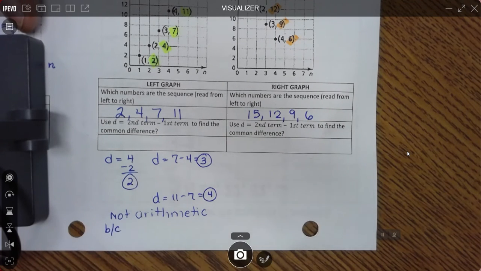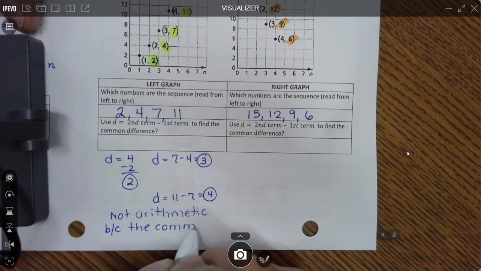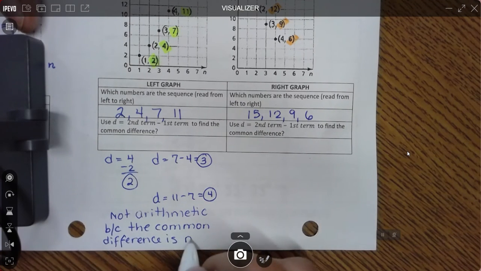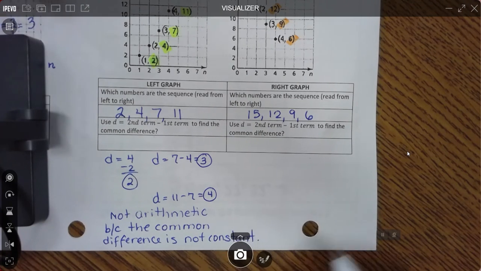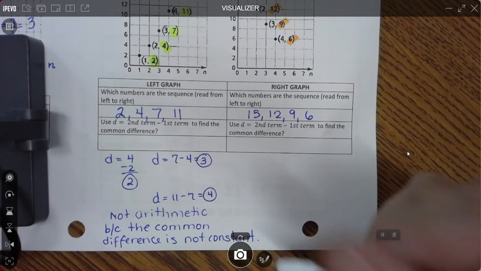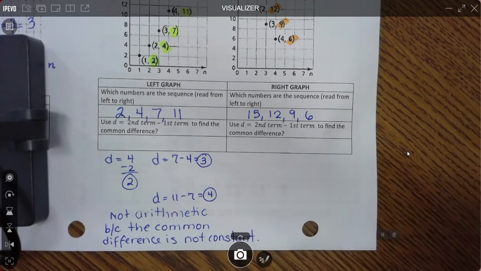Because the common difference is not constant. So if I ask you, is this sequence arithmetic? And if you don't get a constant difference, you're going to say, no, it is not arithmetic because the difference is not constant.